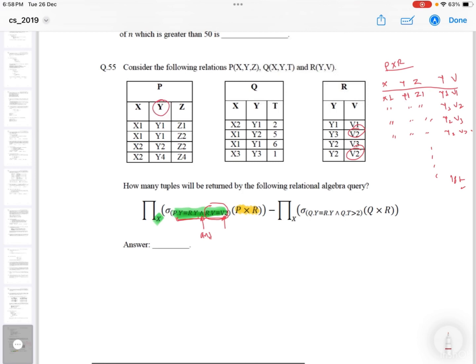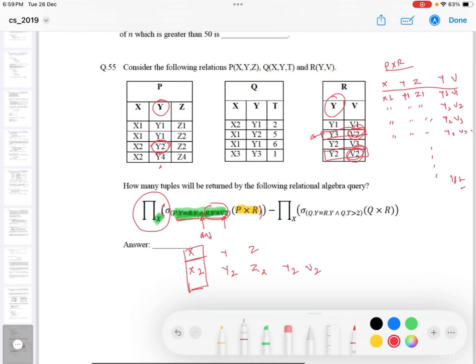In this column, we are looking at P dot Y. First of all, we are bound by these two, so we look whether Y3 is there in P or not. There is no Y3, so this is not going to be selected anyhow. And if you look at this row, then Y2 is there with this, right? So the tuple we get till here is x2, y2, z2, and with that y2, v2. Now we are projecting this x, so this is x, y, z, and we are projecting x. Ultimately, we are going to get this table, right?